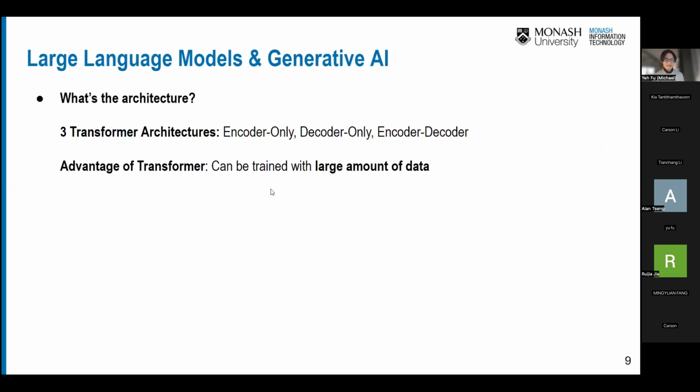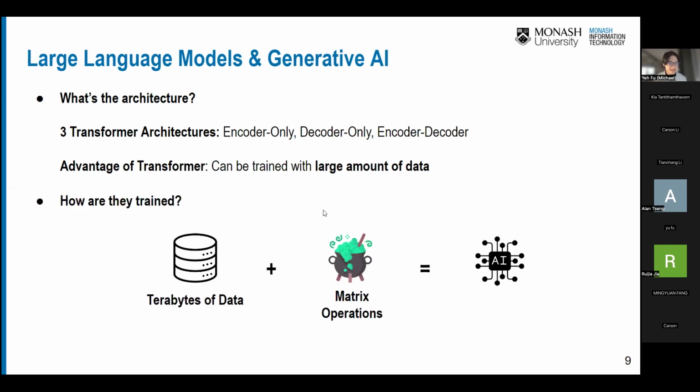There are actually three transformer architectures: encoder only, decoder only, and encoder-decoder models. The advantage of transformers over the previous model architectures is that they can be trained with a large amount of data, and we can scale the model parameters inside the model. For example, ChatGPT has more than 1 trillion parameters, and it is trained on terabytes of data. So they can be used for many different use cases, including in the software engineering context.